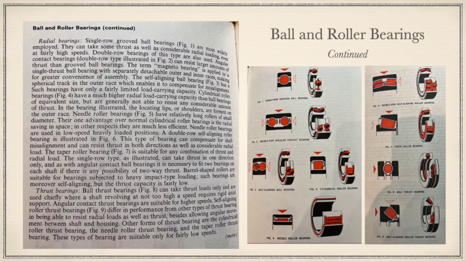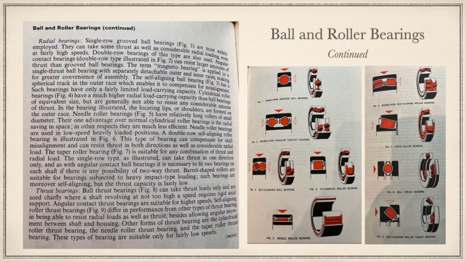Needle roller bearings, in Figure 5, have relatively long rollers of small diameter. Their one advantage over normal cylindrical roller bearings is the radial saving space. In other respects, they are much less efficient. Needle roller bearings are used in low-speed, heavily loaded positions. A double-row self-aligning roller bearing is illustrated in Figure 6.